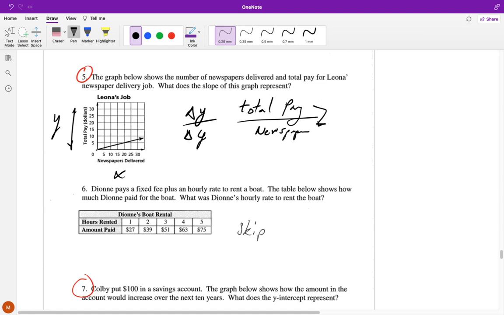And we can then find our slope if we really wanted to. Here, it doesn't tell us to actually find the slope. It just says, what does it represent? So here we went up 5, and here we go over 20. We can reduce this to 1/4, or we can write it as 0.25, which means that we get paid 25 cents for every newspaper that we deliver.